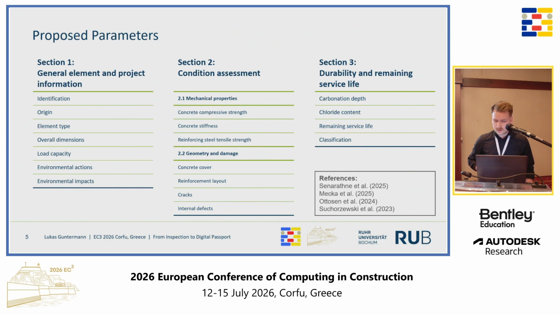So to take a look at our data structure, we organized it in 3 categories. The first section is the general element and project information. The second section is the condition assessment. And the third section is the durability and remaining service life section. And we have a couple of parameters here. For example, in the middle section, we have mechanical properties such as the concrete compressive strength. And you also can see the references here.